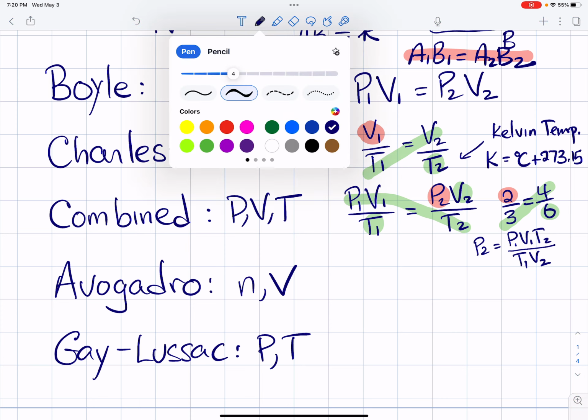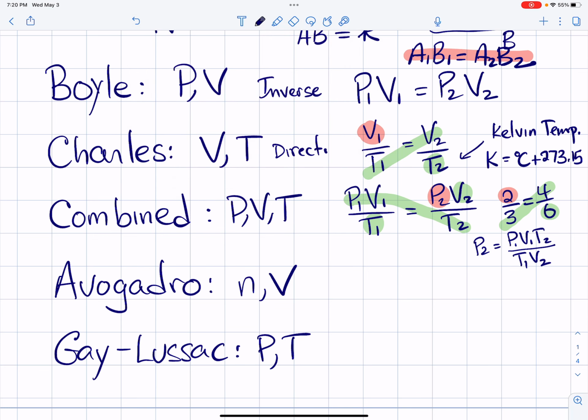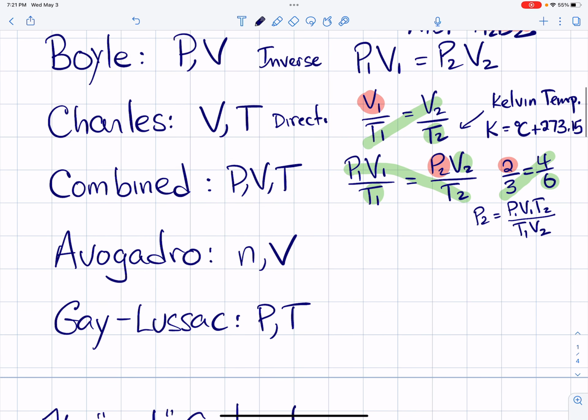When you use Avogadro's law, it's because you're doing a problem where moles and volume are being changed while the temperature and the pressure are held constant. And here it's again a direct relationship, so it leads to an equation like N1 over V1 is N2 over V2. And again, our graph of N versus V would look like a straight line, and you might use cross multiplication to solve problems there.